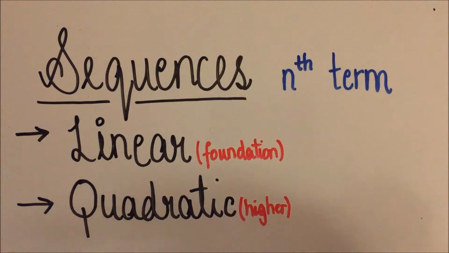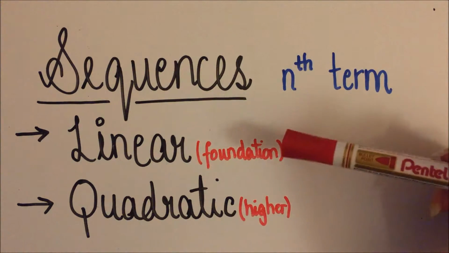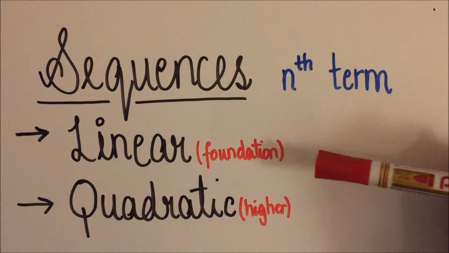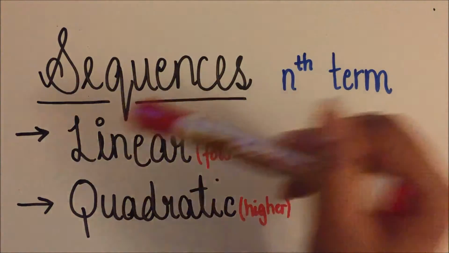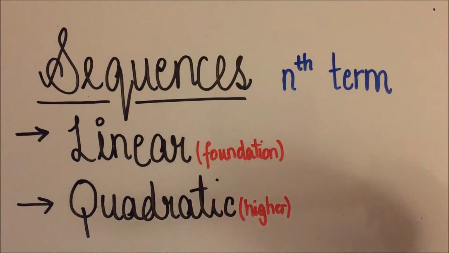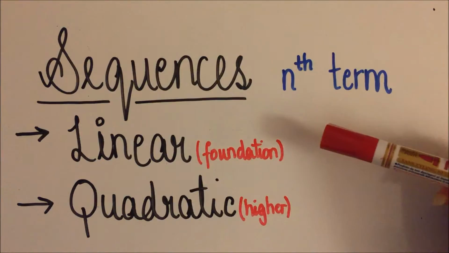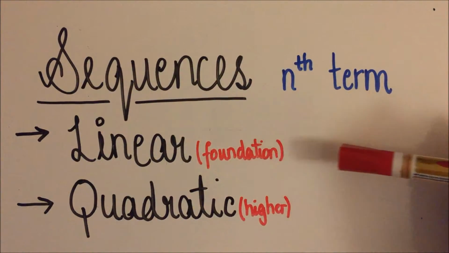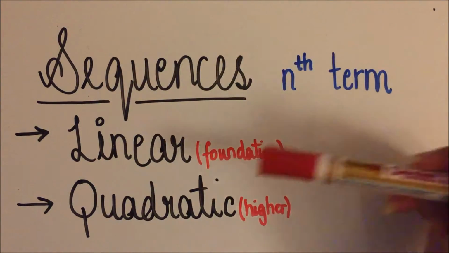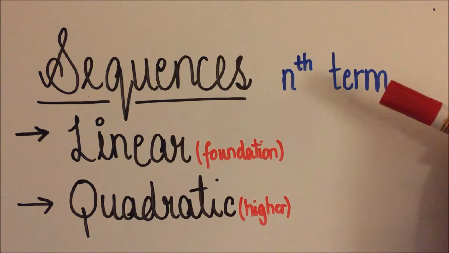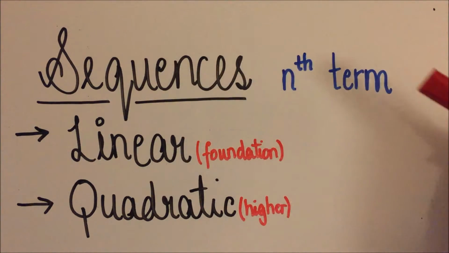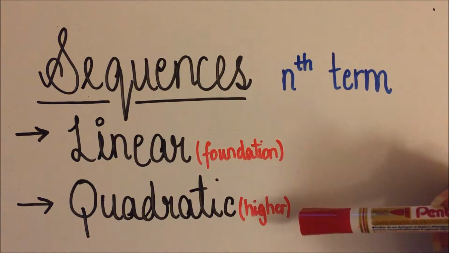However, don't just skip on to quadratic. If you're not so sure about how to do linear sequences, make sure that you watch this video, get a clear understanding of how to do this, and then move on to the quadratic. I've split the sequence section into two different videos. This video will specifically be about how to find the nth term of linear sequences. The other video will be about how to find the nth term of quadratic sequences.